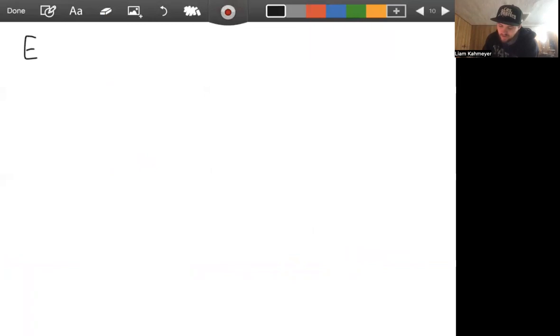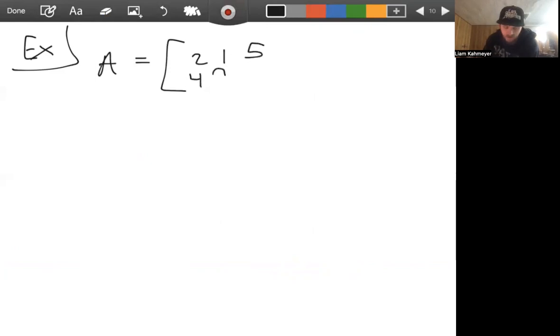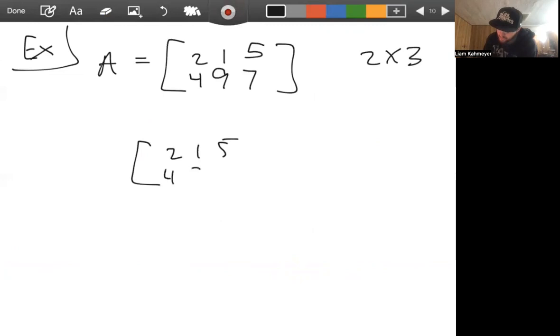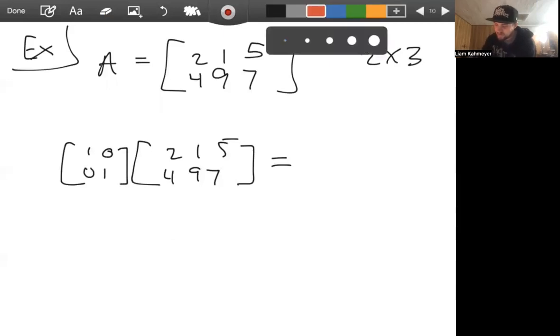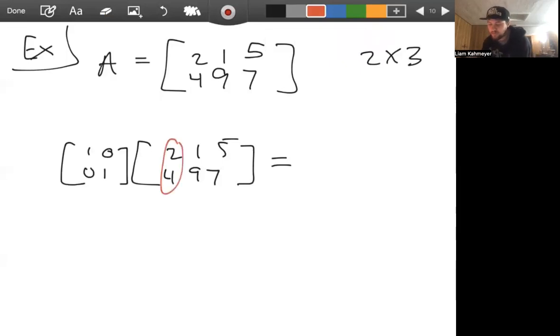Let's do some examples to verify. This won't prove the lemma, but it will verify the lemma, right? So let's look at A being the matrix 2, 1, 5, 4, 9, 7. This is a 2 by 3 matrix, right? So if we want to get A back by multiplying on the left, we're going to multiply by a 2 by 2 matrix, right? We'll have the 2 by 2 identity matrix on the left. And now if we do matrix multiplication, remember we take the first row and the first column, and then we write it up here.